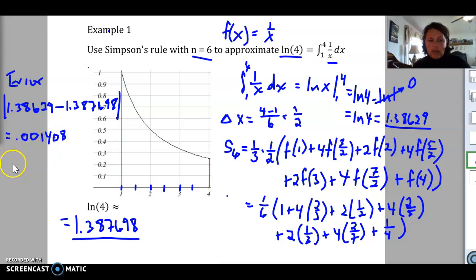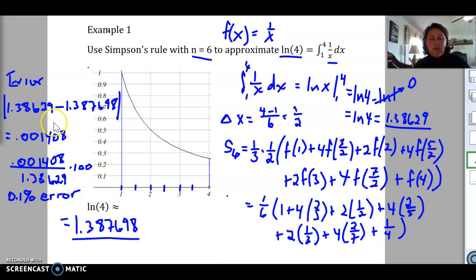If I wanted my relative error, I would take that number, 0.001408, and put it over the actual answer, which was 1.38629. Multiply that by 100, and I would have it in a percent form, which was a 0.1% error. Okay, so that's how we can use that absolute error and also the relative error. And that's what we are mostly going over. A couple more examples to go through, a couple more things.